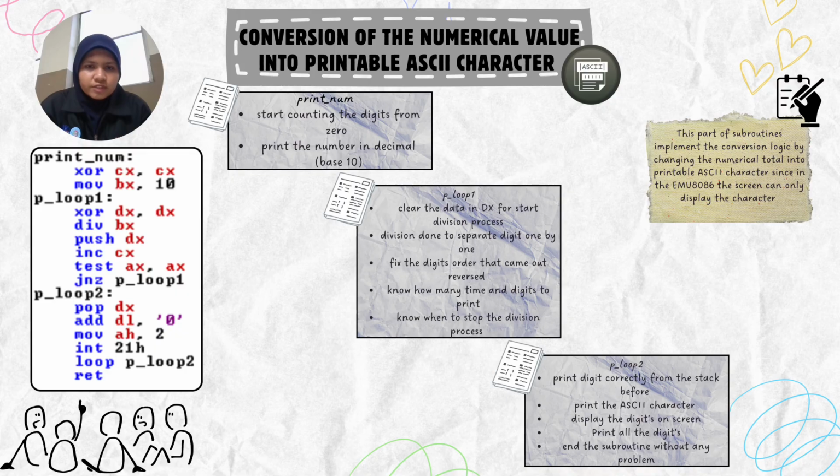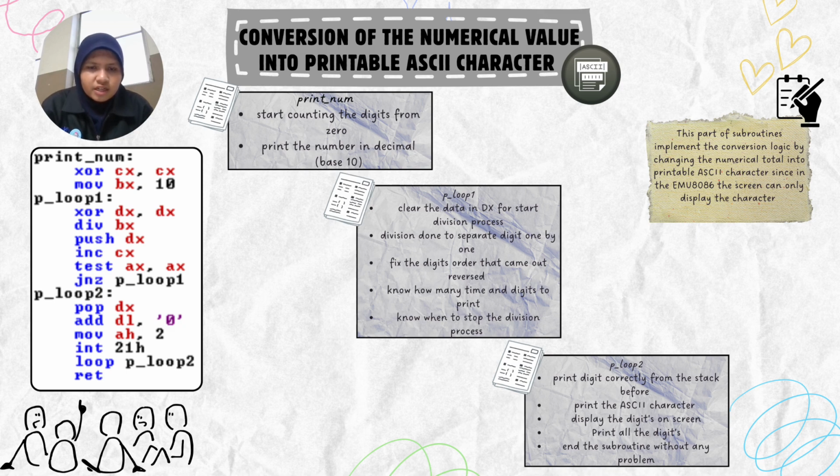For p loop 1, the division process occurs here in the program. It will be divided stack by stack, so it can be converted into the ASCII character from the numerical value. Basically, p loop 1 is used to fix back the reversed remainder, which is the product of the division that was very crucial to make it into the accurate ASCII character.